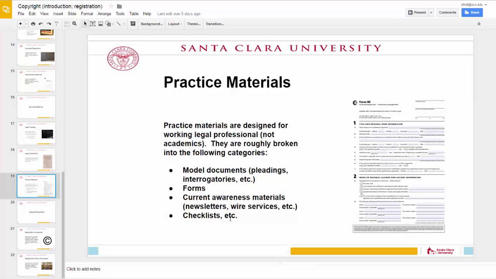And so model documents, so model pleadings, model interrogatories, model forms. Current awareness materials, and so current awareness materials will include your newsletters and your wire services. Those are recent developments within a legal practice area to keep a practitioner apprised of developments in their area. And then checklists, proof of facts, and the list goes on and on.